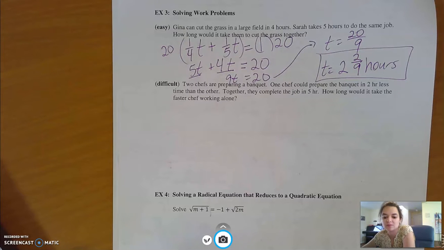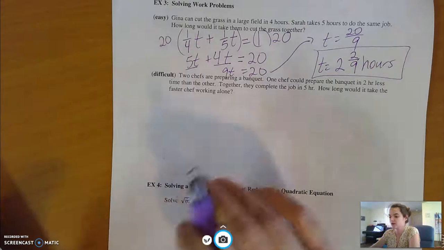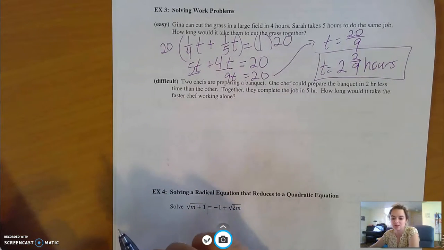Together, they complete the job in 5 hours. Well, how long would it take the faster chef working alone? So this one, we're doing a work problem again. We're doing rate times time for each one.